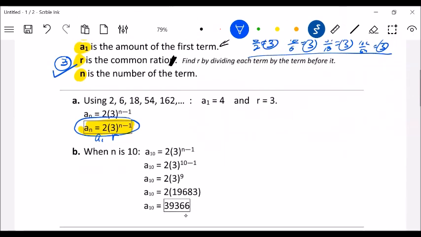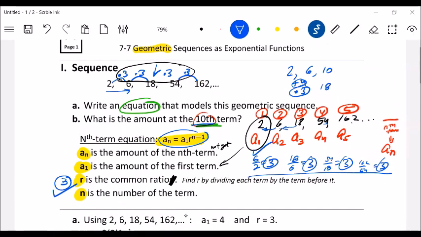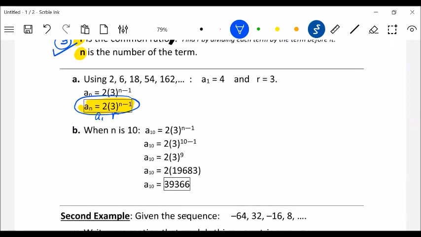So now that we have that equation, now we can put in the 10 into its place. We want to know when n is 10. So look at what happens here. We say A_10, and then we put a 10 in for the n there. That makes it 9. 3 to the 9th power is that, multiplied by 2. So the amount of the 10th term is 39,366.